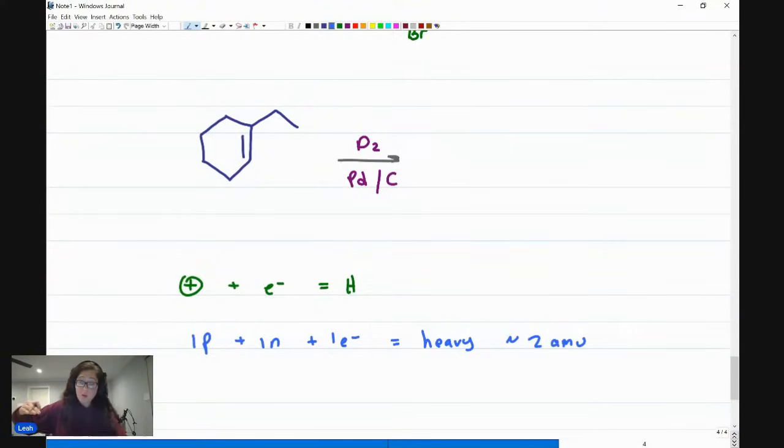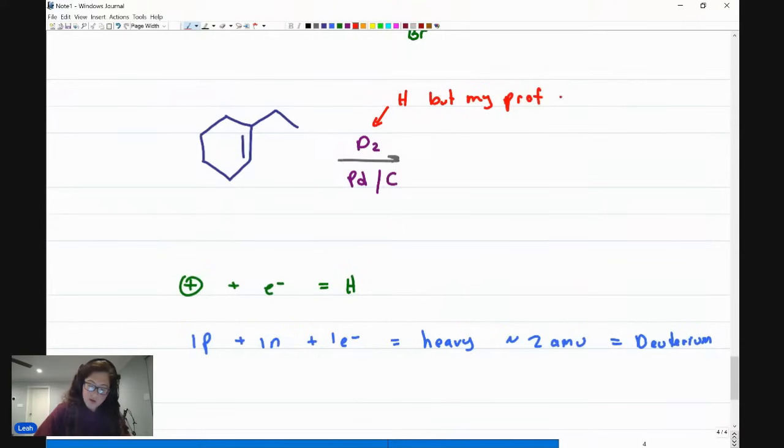And if you know how to say 2 in quite a few languages, it kind of sounds like D for deuterium. You have de, dos. What other language has 2 that sounds kind of like the do in deuterium? So the 2-AMU, this is called deuterium. And anytime you see deuterium, just think it's hydrogen, but my professor wants to make it hard. That's really it. That's it. It's not doing anything else here. In Greek, it's dio. Cool. I just learned a new word.